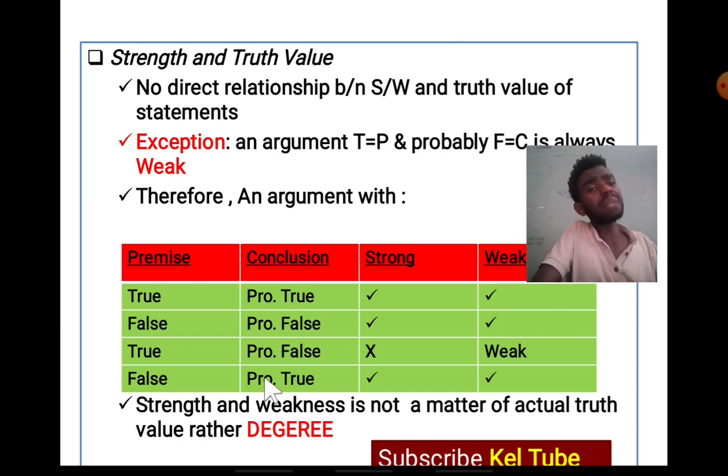and the probability of the given conclusion is false, it is totally a weak inductive argument. With false premises, the probability of a true conclusion can exist, so the argument can be weak or strong.